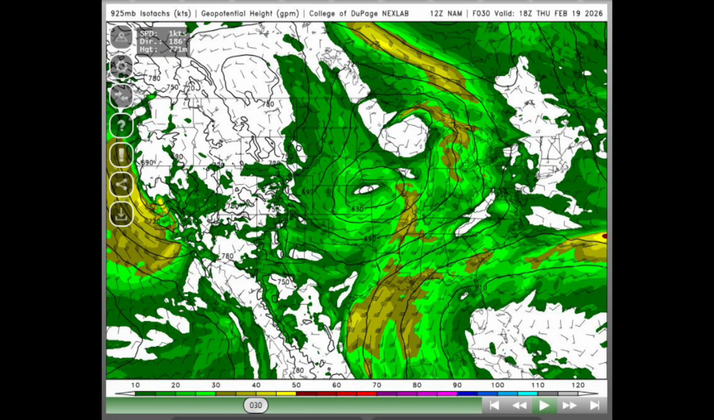Moving closer to the surface at 925 millibars, we can see at 15Z a modestly strong surface low form over northeast Kansas. All of this is suggesting a pretty promising, or concerning depending on your point of view, kinematic setup for severe weather.